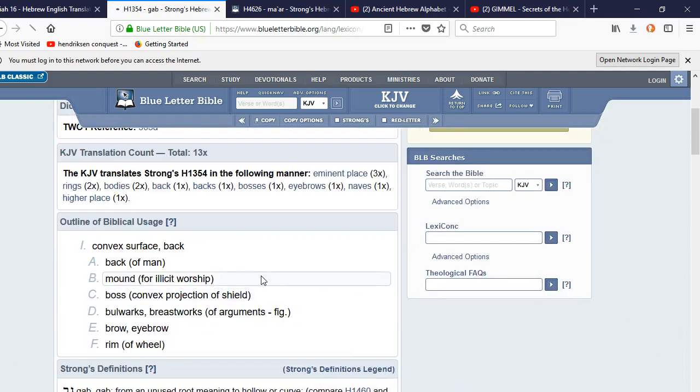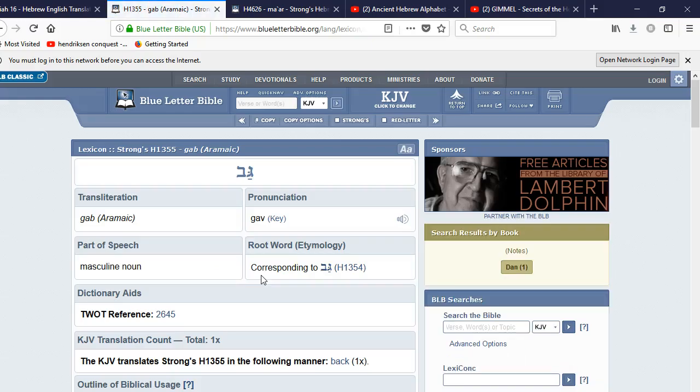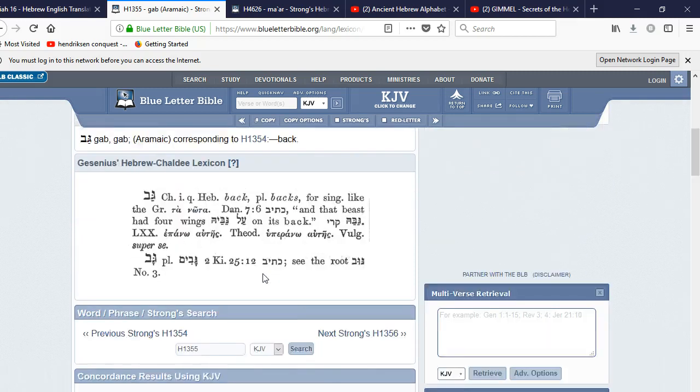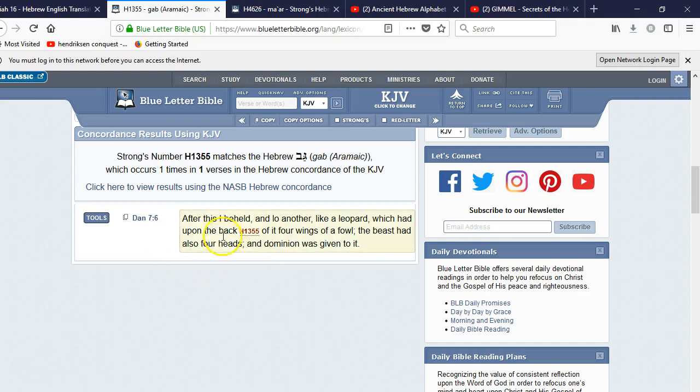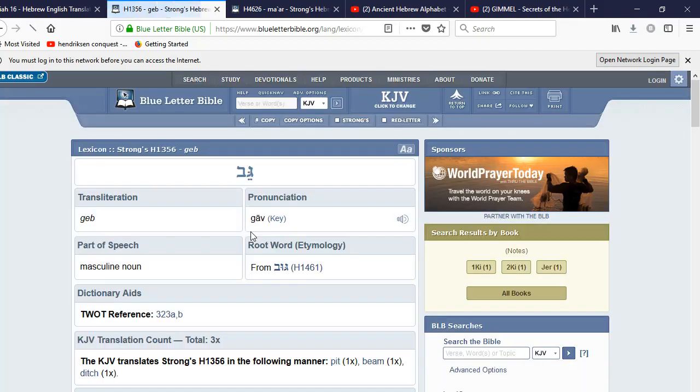Now, if we go to the next one here, because we've got 1, 2, 3, 4, 5, 6, we got 6 gabs in a row. And you can't have them all be that different. Now, on the short definition of this one being Aramaic, and Aramaic can vary from Hebrew, it's saying the definition is back or side. And Daniel 7:6, after this I beheld, and lo, another like a leopard, which had upon the back of it four wings of a fowl. I would say back is probably a little more appropriate than side, but moreover, I would say that the shoulder area is more appropriate than the back in general. And we're going to see why as we go on.